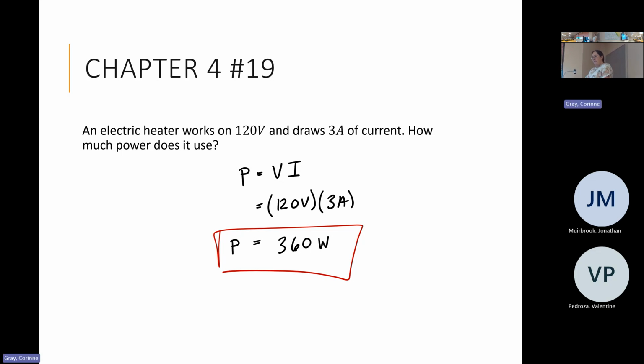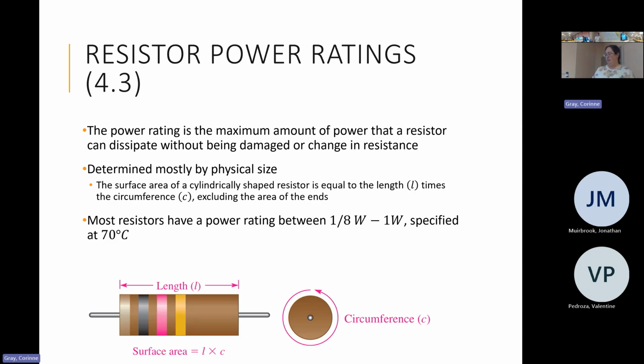So we're going to deviate a little bit, and we're going to talk about some circuit stuff to understand what's happening in a real circuit more so than these random numbers as they've been right now for power. So first, we're going to talk about resistor power ratings.